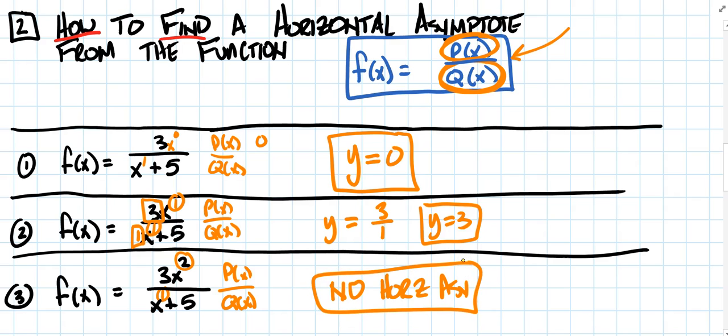So these are our 3 cases. If the degree on top is smaller, we get y equals 0 guaranteed. If the degrees are equal, we take the division of the leading coefficients to find the horizontal asymptote. If the degree of p of x is larger, there is no horizontal asymptote.